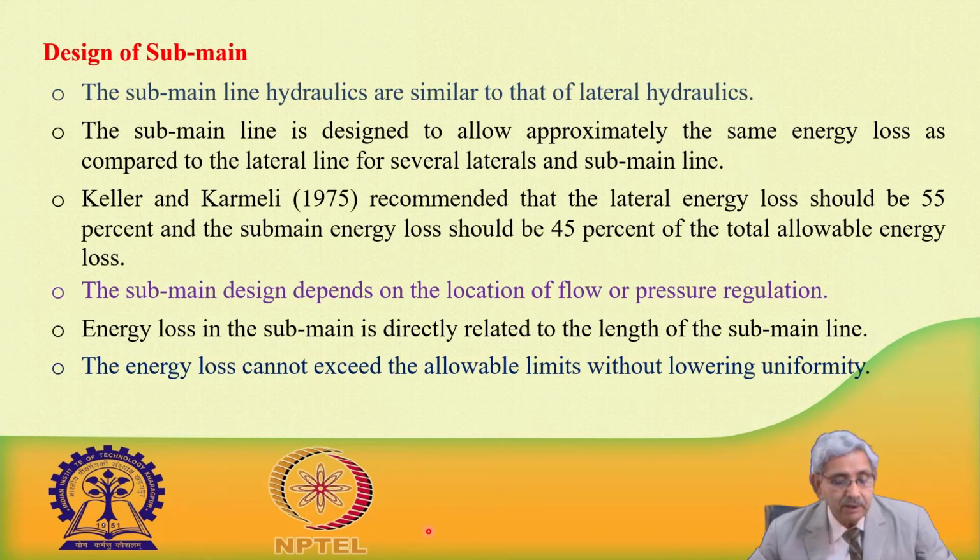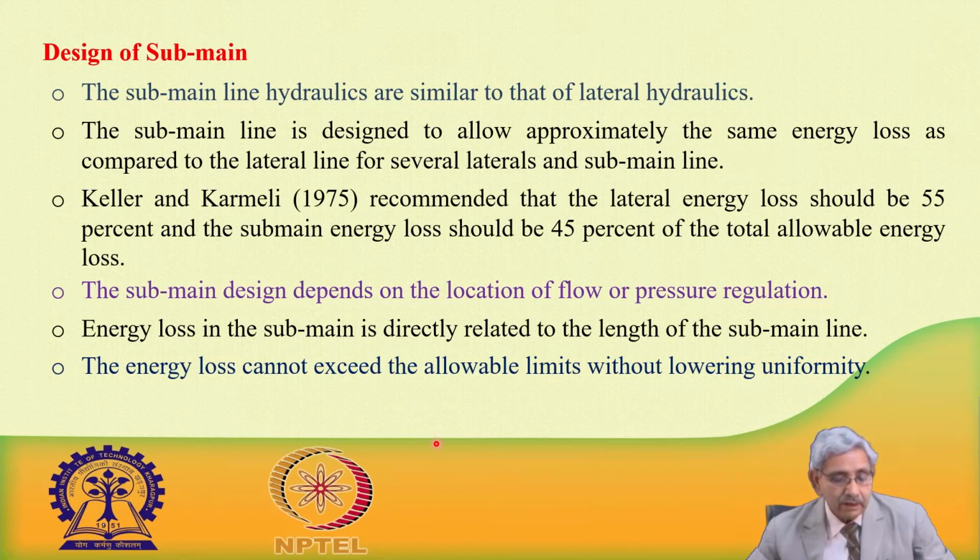The hydraulic design of the submain pipeline is similar to that of the lateral pipeline, and the submain line is designed to allow approximately the same energy loss as compared to the lateral line, for several laterals and the submain line. Naturally, the amount of water delivered by the submain pipeline depends on the number of lateral pipelines attached to it, and how much pressure loss takes place will depend on how many are attached.